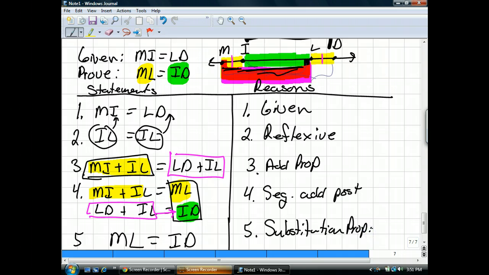Okay, so that is our first proof. We are done when this last line of the statement column matches the thing that you are trying to prove. That's when you know that you're done.